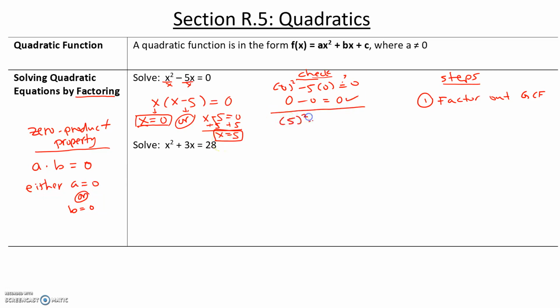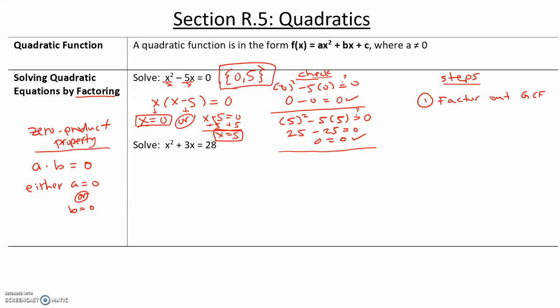Let's check the 5. We have 5² - 5 times 5. We want to check, does that equal 0? So 5² is 25, 5 times 5 is 25, 25 - 25 is 0. Since 0 equals 0, that also checks out. Okay, so our solution set is going to be these two numbers, 0 and 5. And typically, we write a solution set using these little squiggly brackets.